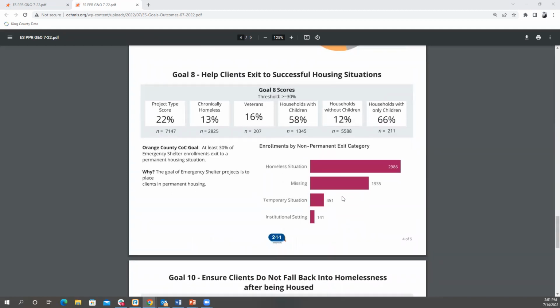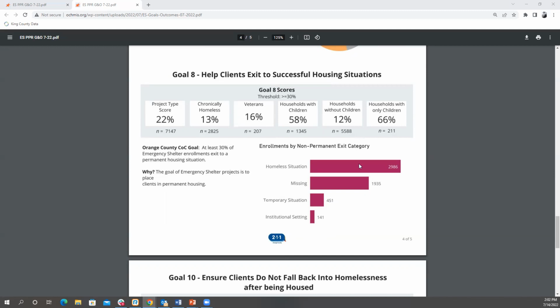Goal 8 is looking at permanent housing exits from emergency shelter projects. Households with only children had a higher percentage of exits to permanent housing. Again, because of that population that they're serving, a lot of these clients are returning to their families. So that's why that percentage is higher. And then households with children also has a higher percentage of exits to permanent housing situations.